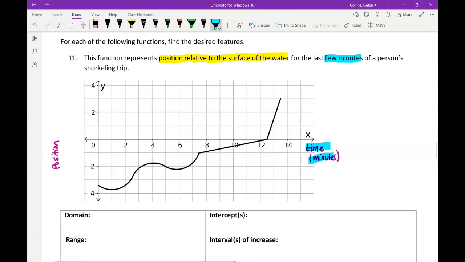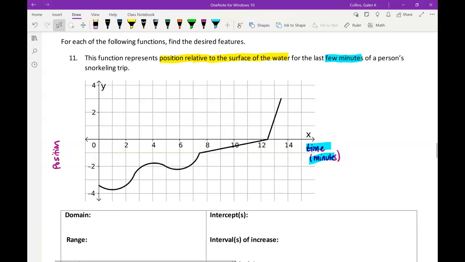So if we think about this, position relative to the surface of the water, a negative position down here, like negative values, would imply that we're under the water, under the surface. Positive values would imply that we're above the surface, just to make sense of this graph.